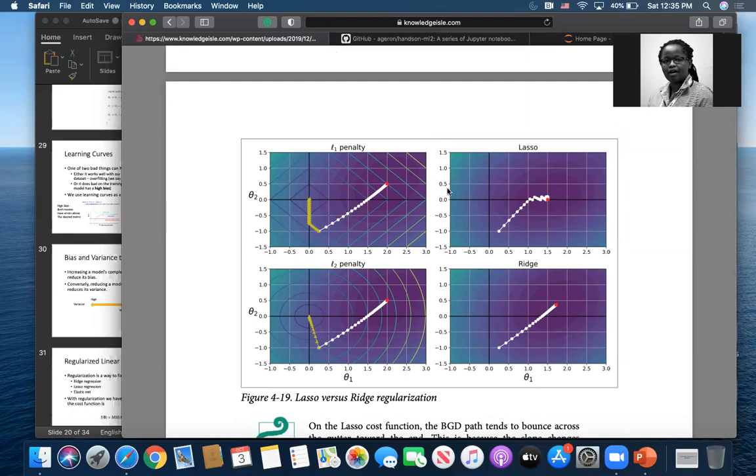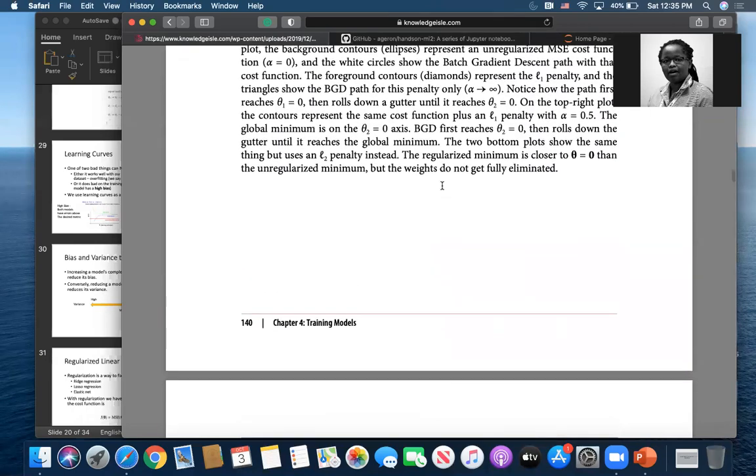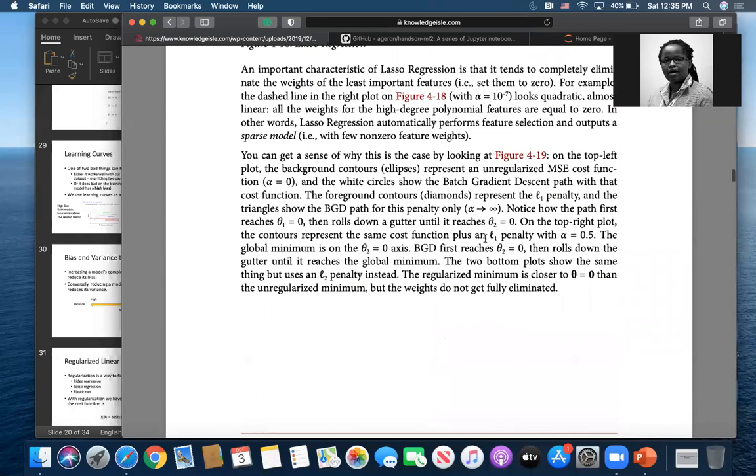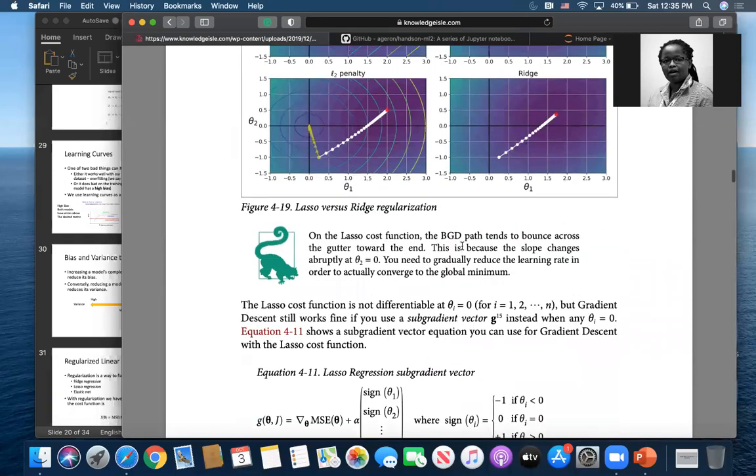Yeah. Did someone try to share their screen? I'm not. Okay.